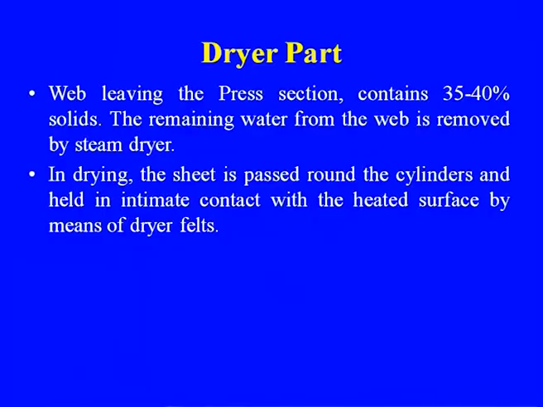The web leaving the press section contains 35 to 40% solid. The remaining water from the web is removed by steam dryers. In drying, the sheet is passed around the cylinders and held in intimate contact with the heated surface by means of dryer felts. Here also, in the dryer, we use felt for supporting the paper, where by use of steam we dry it, the moisture is removed, and finally the paper is ready for use.